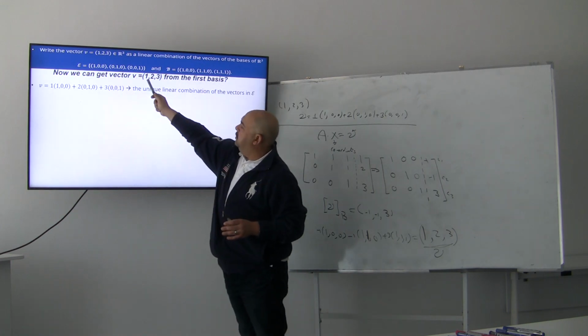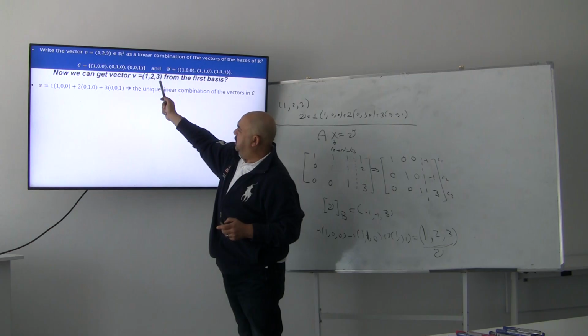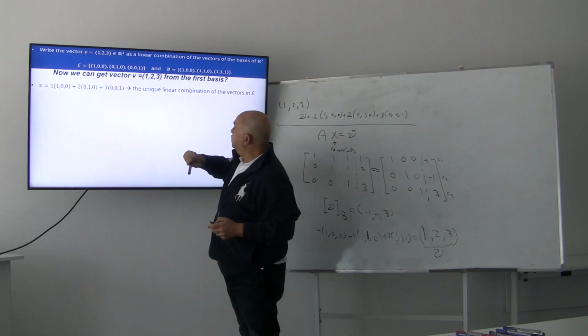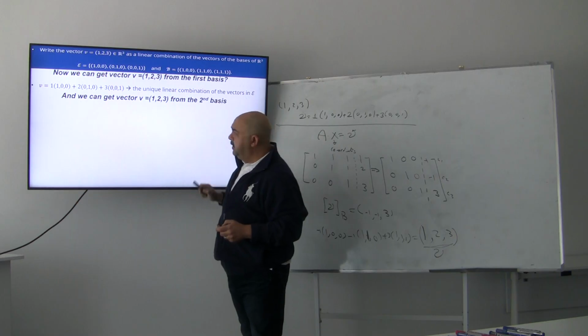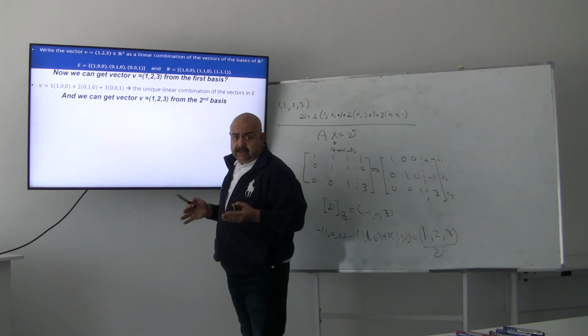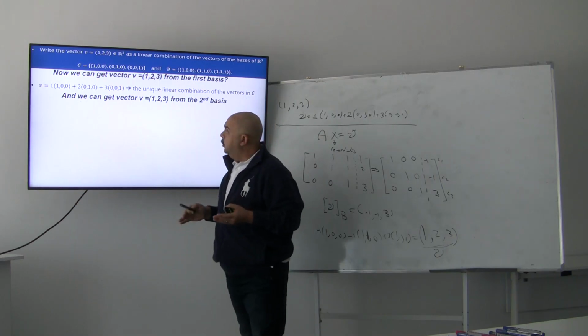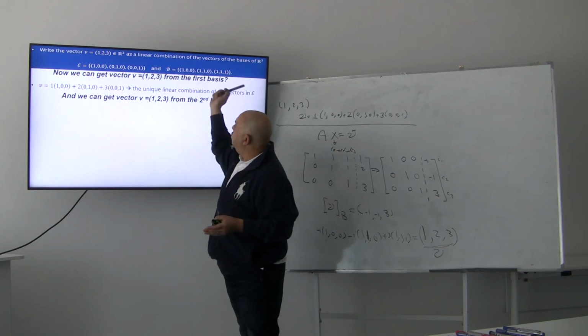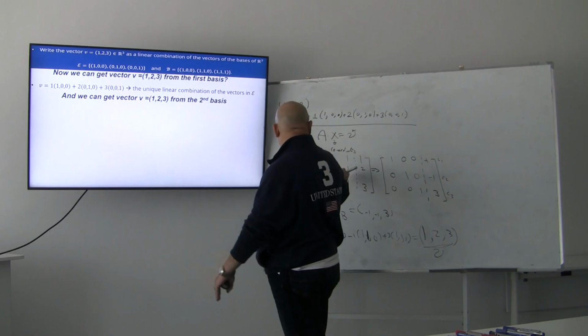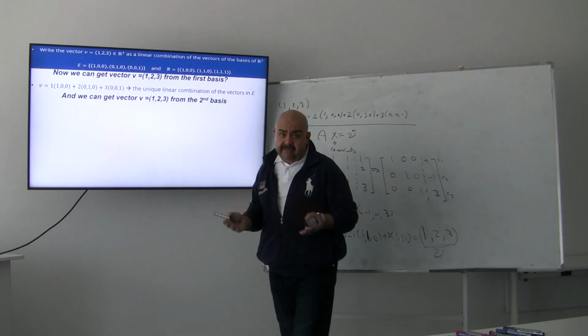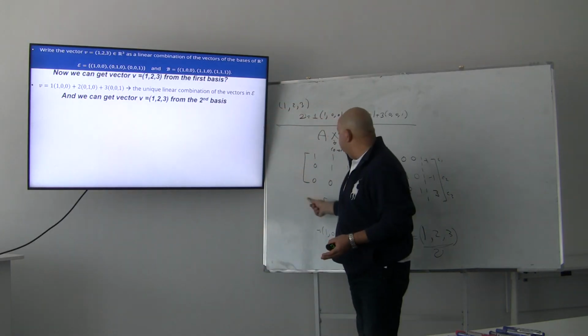So 1 times (1, 0, 0), 2 times (0, 1, 0), 3 times (0, 0, 1), which is unique. If I want to get the combination of the coordinates C1, C2, C3, which will develop (1, 2, 3) from the basis of B, simply all I have to do is to solve that system, or to get the inverse of the A matrix.